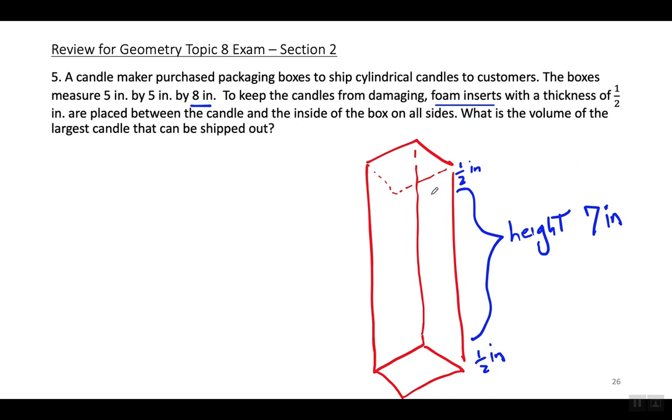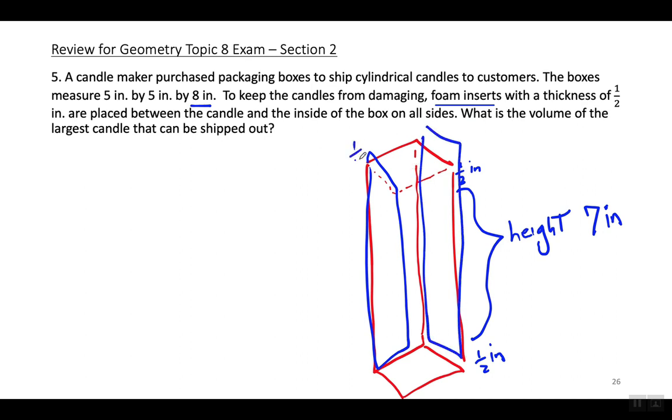It's going to be the same situation on the sides. The sides are supposed to be 5 inches by 5 inches. But let me see how I could draw this. If you're going to add foam inserts on the side that are each 1/2 inch, and on the front and on the back as well, that's going to reduce each of these dimensions by 1 inch. If you don't see that, you've got to think about it, because it's kind of hard to draw that.